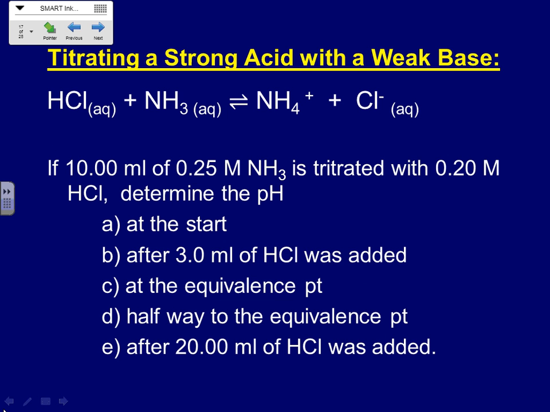Okay, this is our last installment in our titration lessons. And in this example, we're going to be reacting a strong acid with a weak base. And so in this case, the strong acid, when added to the weak base, is going to convert that into its conjugate acid.